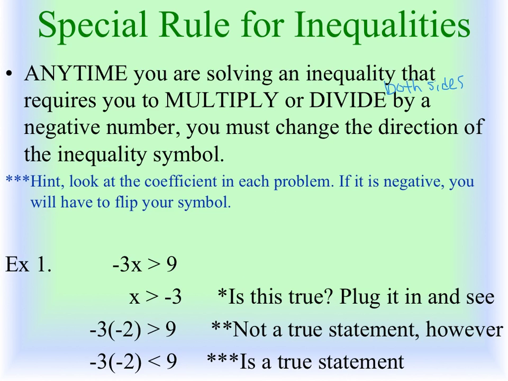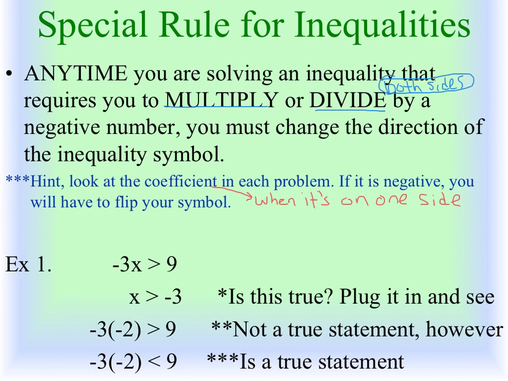So you might remember from last year this special rule, but it states that anytime you are solving an inequality that requires you to multiply or divide, and I added this in, so I want you to add it on your note sheet, but multiply or divide both sides of the inequality by a negative number, you must change the direction of the inequality symbol.